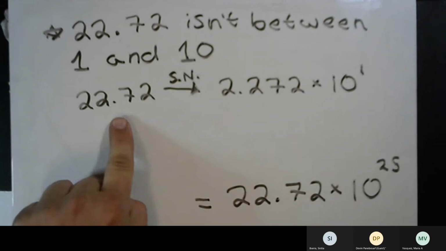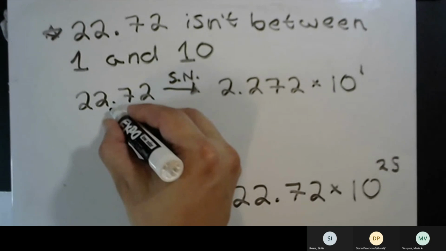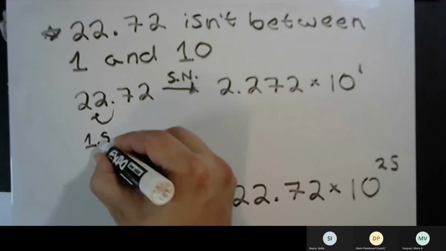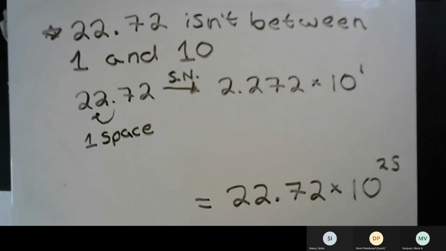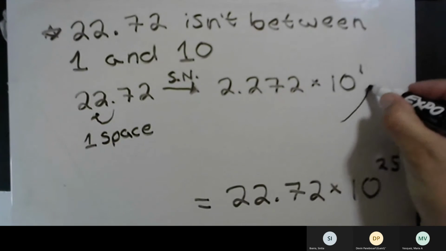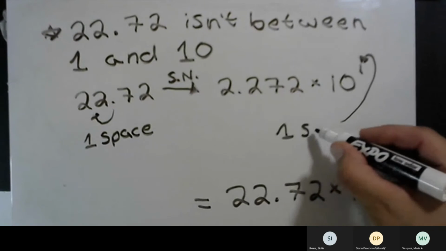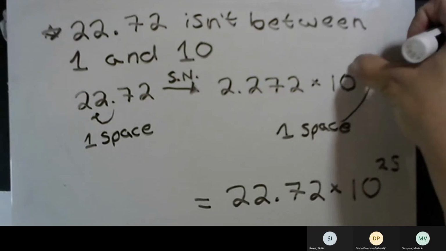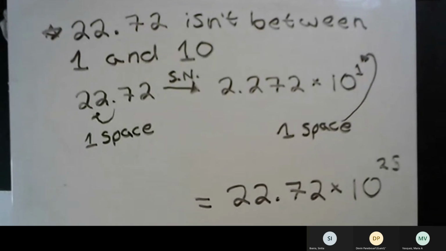So when we take big numbers, we put them in scientific notation, we move the decimal to the left until we get a number between 1 and 10, and then the number of spaces we moved, that's the exponent on that 10.